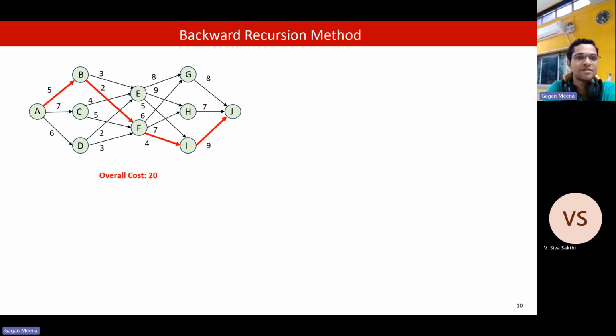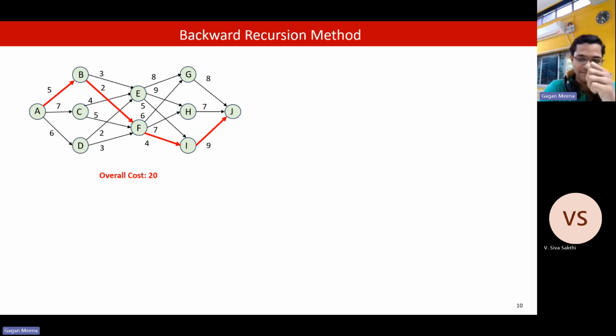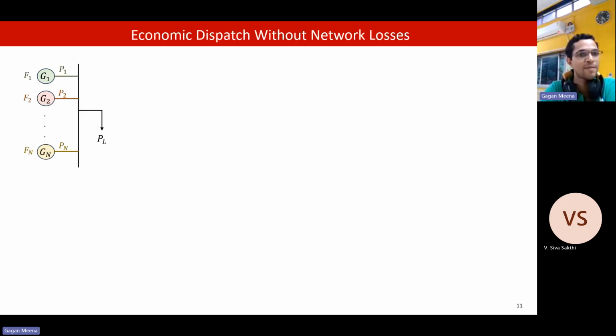This is the overall cost. The minimal cost is 20, and this is the route which will be followed. We can do it both ways, by forward or backward recursion. In forward, the optimal path will be found starting from the first node, A, and we move in the forward direction from A to J. While in the backward, we find the optimal path for the last node and we track backward. Let us move forward. If time is available, I will solve it also.